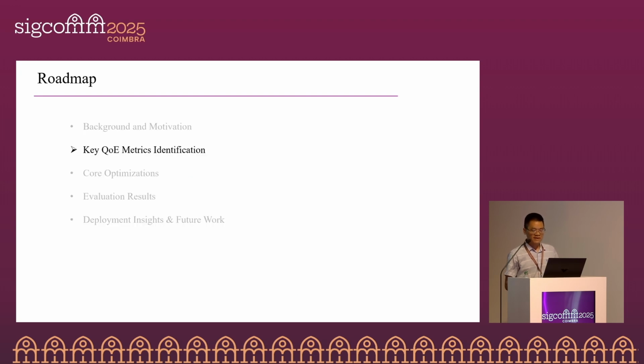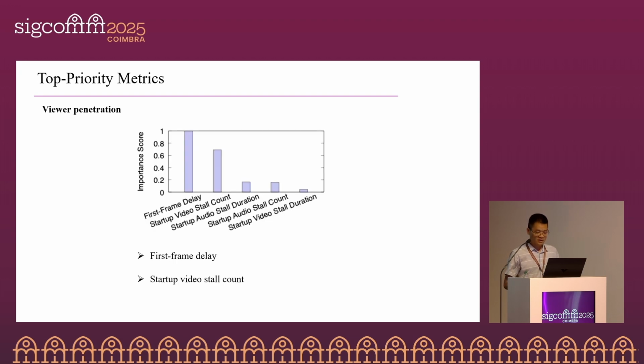Now that we've established why engagement is so important, the next question is, how do we improve it? Since engagement metrics can't be optimized directly, I will explain how we identify the top QoE metrics that most influence user engagement. To quantify the impact of QoE metrics on engagement, we trained two XGBoost models using data from 150 million live stream sessions, one to predict the view penetration and another to predict daily viewing time.